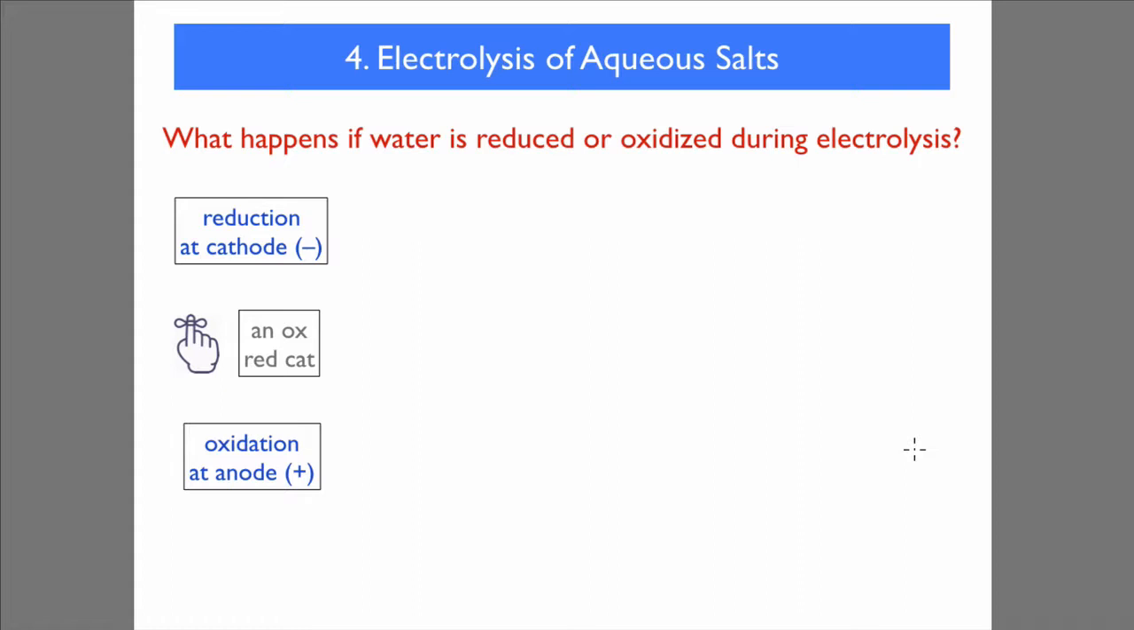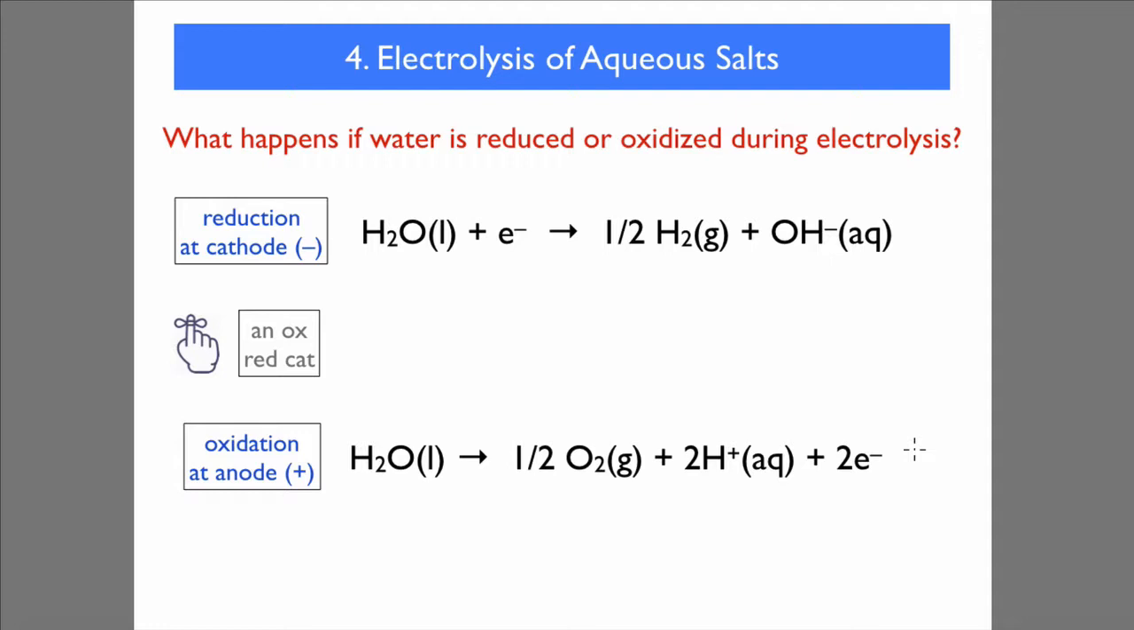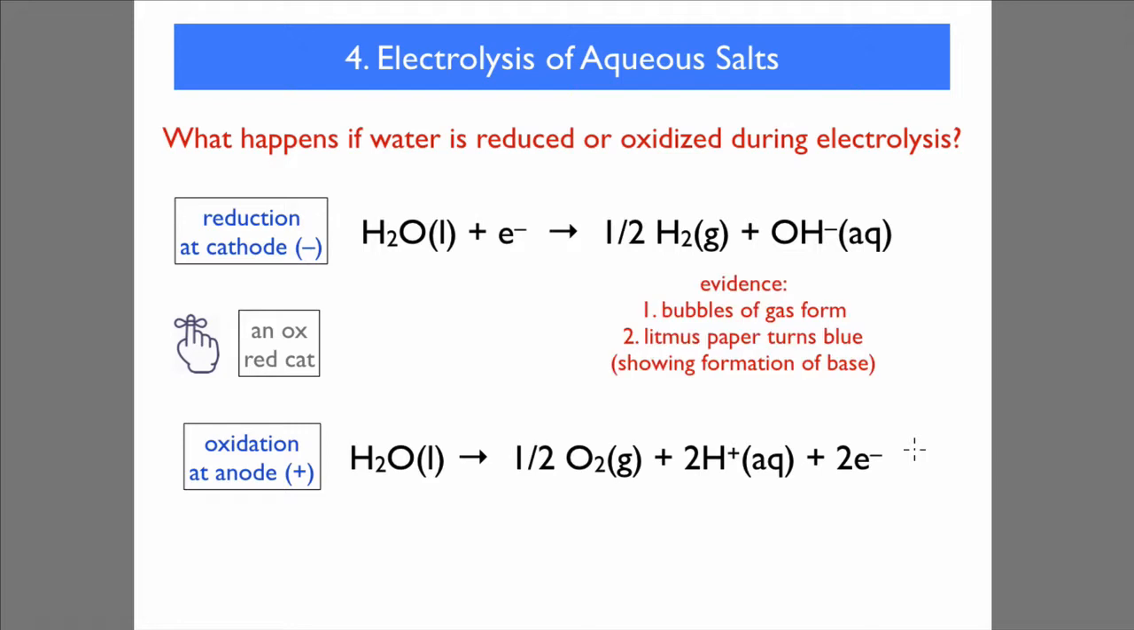What happens if water is reduced or oxidized during electrolysis? Well, it's obviously going to be reduced at the cathode. The water reacts with the electron to give hydrogen gas and a hydroxide ion, and it's oxidized at the anode, where we get oxygen gas and H plus, so it's becoming more acidic.